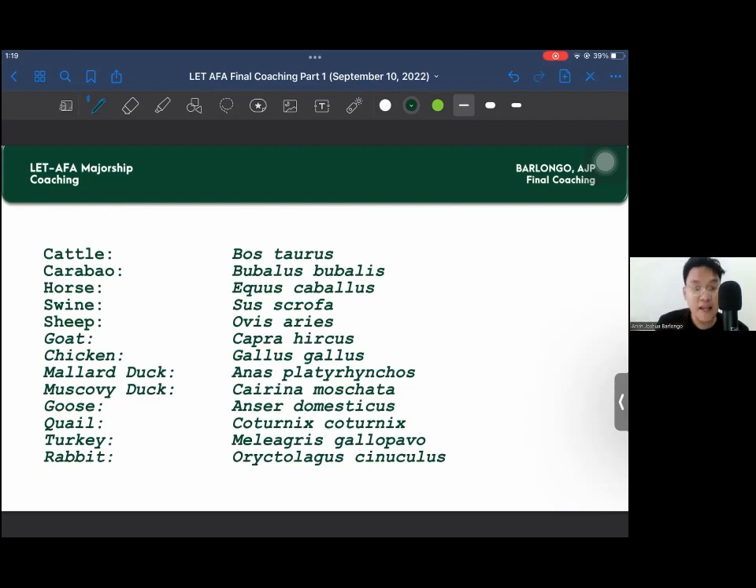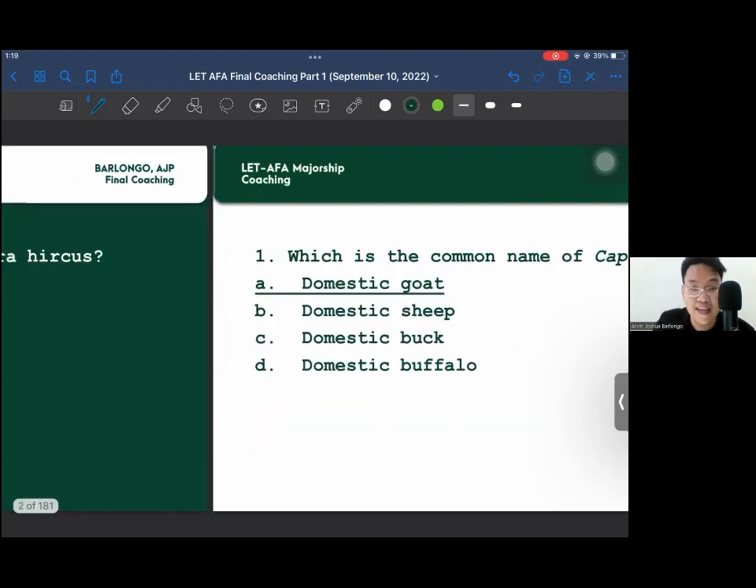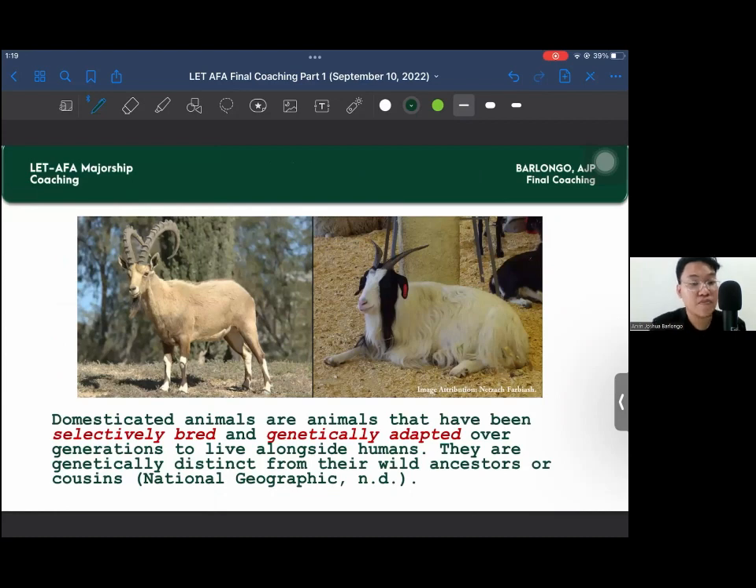All right, next. Ngayon, if you can notice dun sa ating question, nakalagay dun is domesticated, di ba? So ano nga ba ang ibig sabihin ng domesticated? Or domestic. In our choices, makikita nyo na nakalagay domestic goat, domestic sheep, domestic buck, domestic buffalo. So what do we mean when we say domestic? Here, I have two pictures. Domesticated animals are animals that have been selectively bred and genetically adapted over generations to live alongside humans. Ang kabaliktaran ng domesticated ay wild. Kapag sinabi domesticated, ito na yung nagkaroon na ng intervention ang humans sa breeding nila.